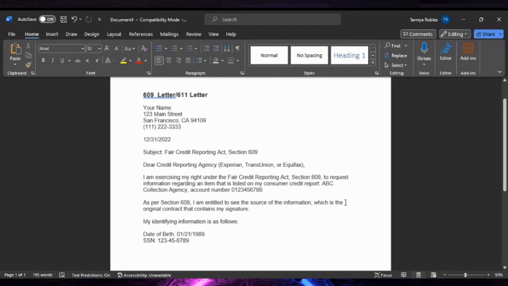And you're going to give them the basic information and say, this is the bankruptcy, this is the information. And the 609 letter is basically asking for the information regarding that negative item that they have. And they're supposed to supply you with whatever information that you're asking for. As it says here, as per Section 609, they're talking about the FCRA, Fair Credit Reporting Act, Section 609. This is a 609 letter asking for information. As per Section 609, I am entitled to see the source of information, which is the original contract that contains my signature.